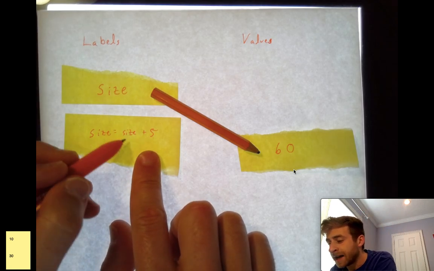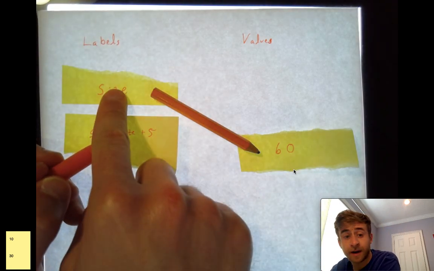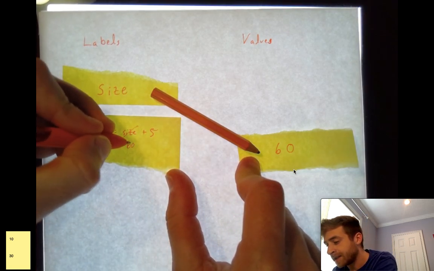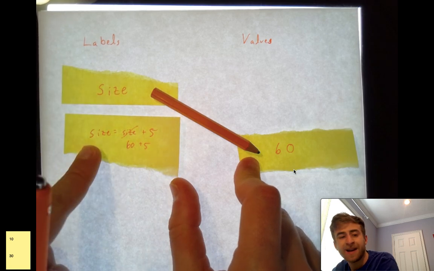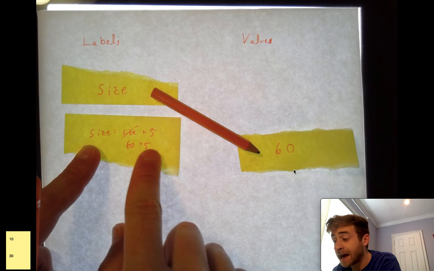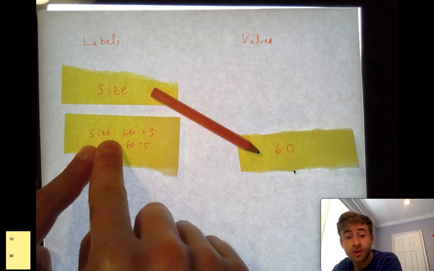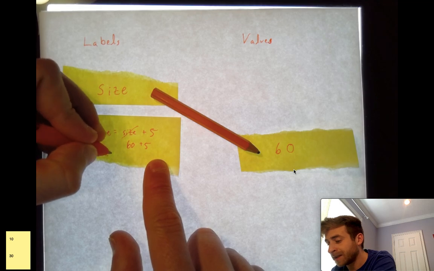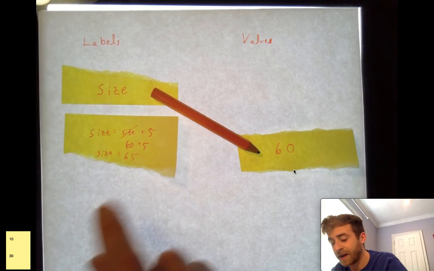So size, I'm going to look at my program for the variable size. It's holding on to 60, so this is really going to get substituted with 60 plus 5. And on the left side of the equal sign, I'm not using it. I'm assigning whatever math I do here to that variable. So I've got size is being assigned the value 65.